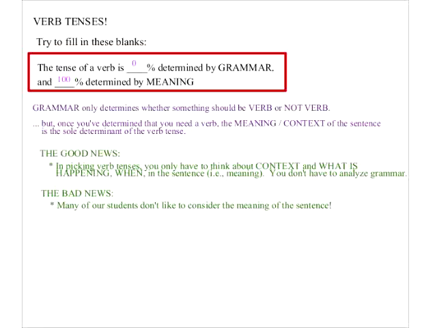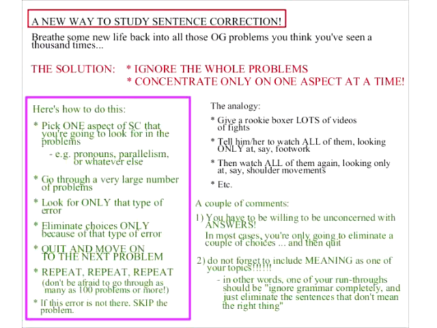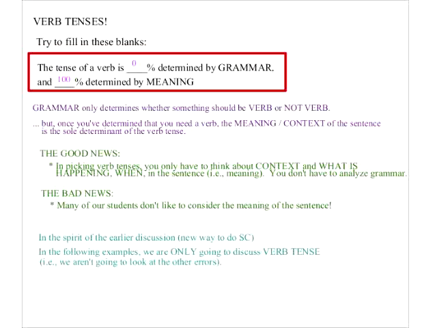So let's talk about verb tense. And in the spirit of the earlier discussion of the new way to do sentence correction, in the following examples, we are only going to discuss verb tense. In other words, we're not going to look at other errors. So we may not wind up actually solving all the problems. We may just wind up eliminating a few choices according to verb tense. But it'll simulate doing a drill like this one for verb tense. And you'll see how much more you can get accomplished when you basically pay attention just to one thing. You can look at it in a lot more context.